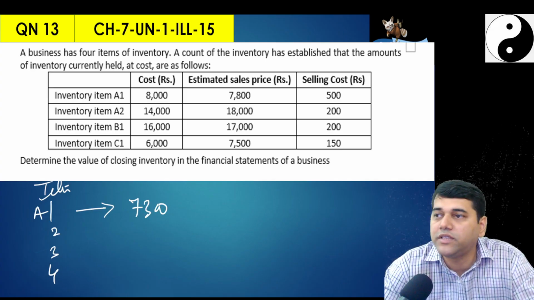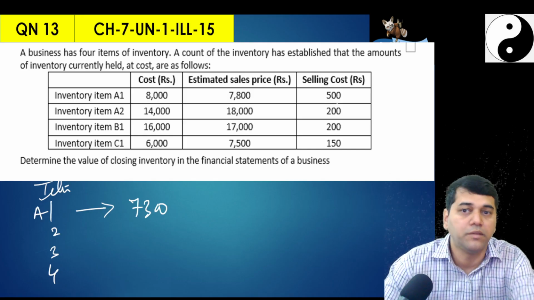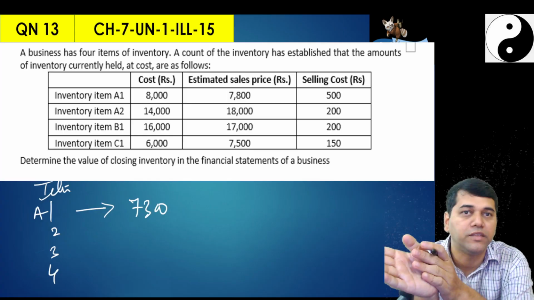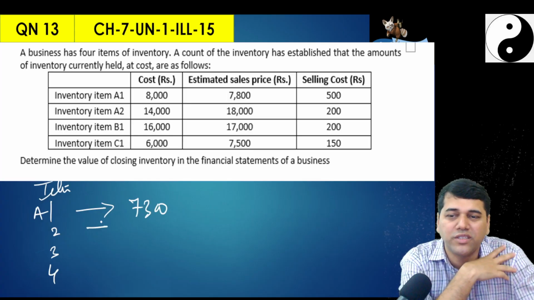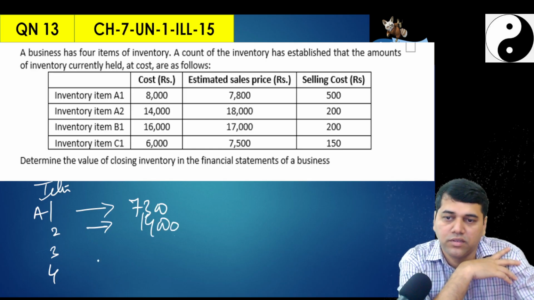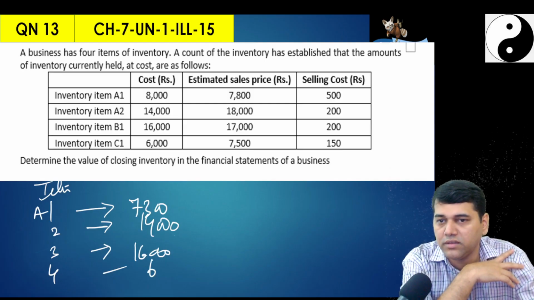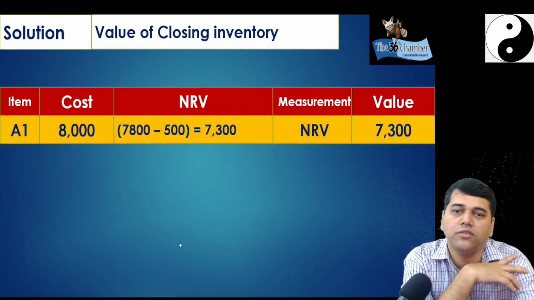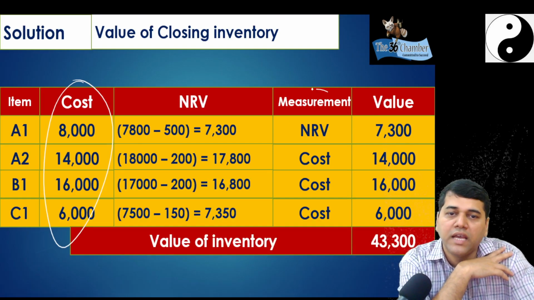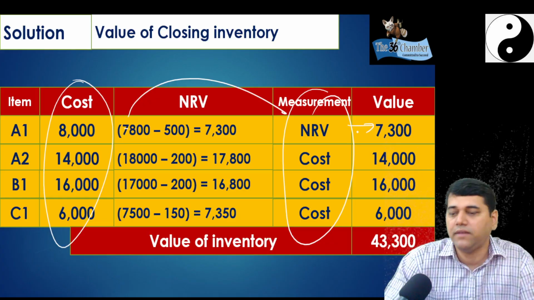NRV they didn't tell you. They say estimated sale. So estimated sale minus selling cost. You have to present it. Simply you cannot write like this. You have to calculate the NRV there, compare it with the cost. So since we know this, second part 14,000, third 16,000, and fourth will be 6,000. You will present it like this. Cost you will plot, NRV you will calculate, compare both, and you are going to write the value.